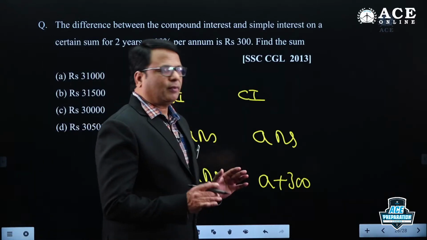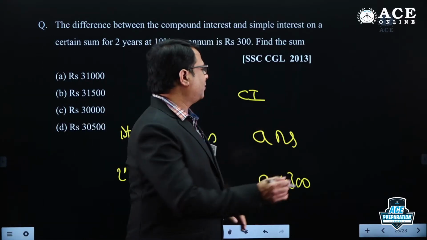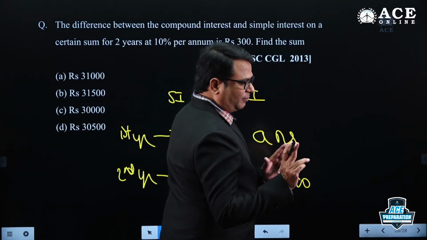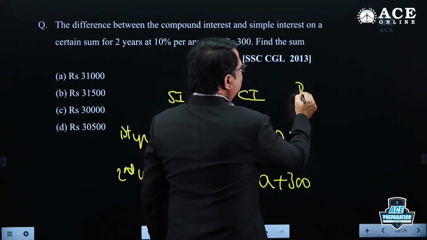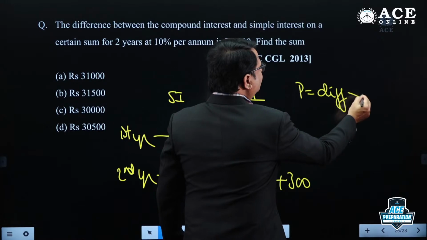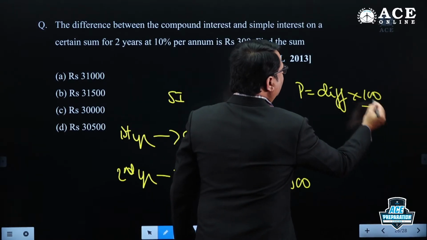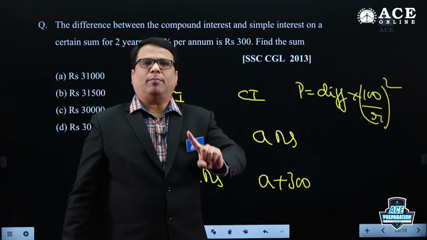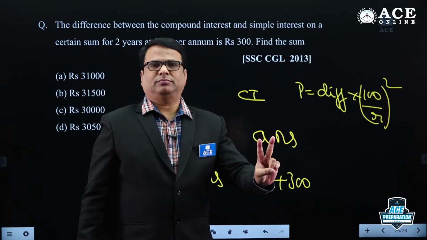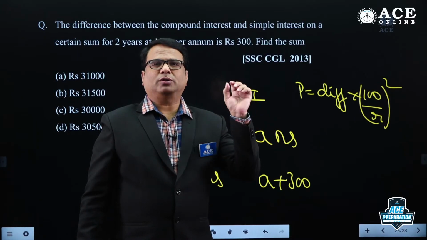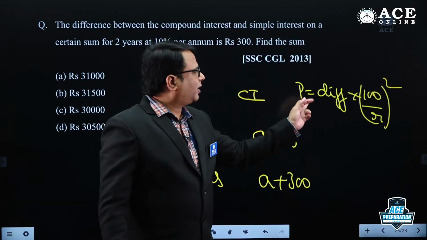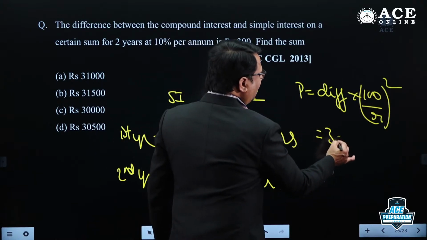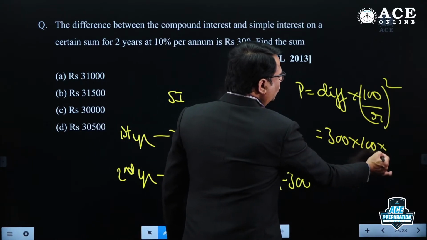Okay, now I give you the formula to find out the principal. When the difference between simple interest and compound interest for 2 years is given, the formula to find out the principal is difference into (100 by R) whole square. And the difference is clearly given, 300 into 100 into 100.